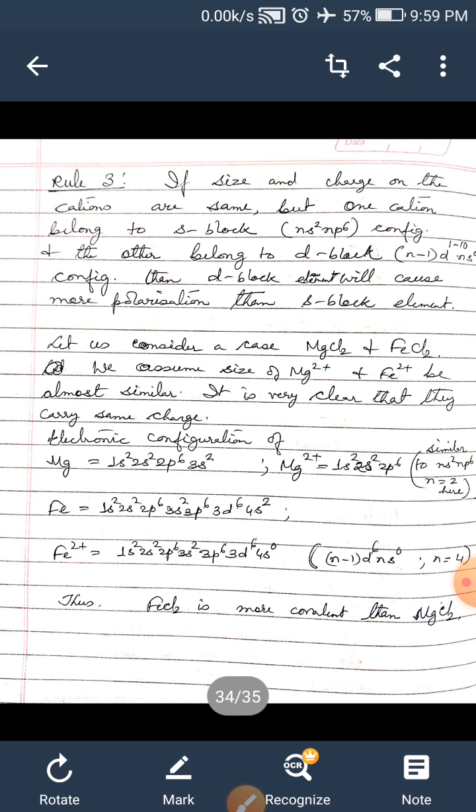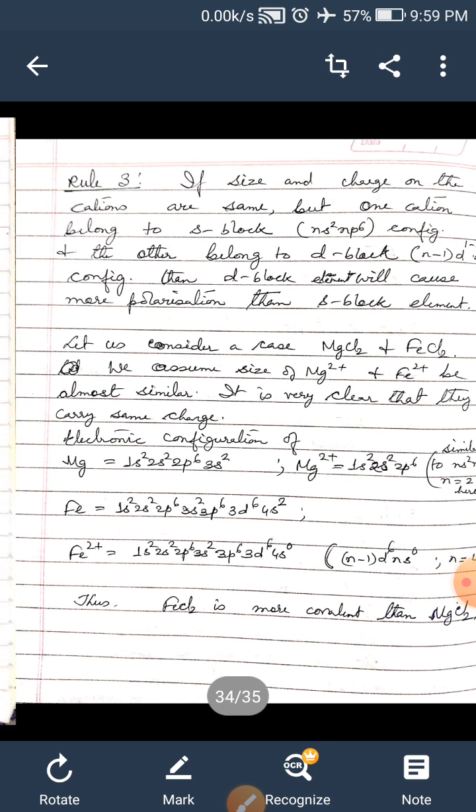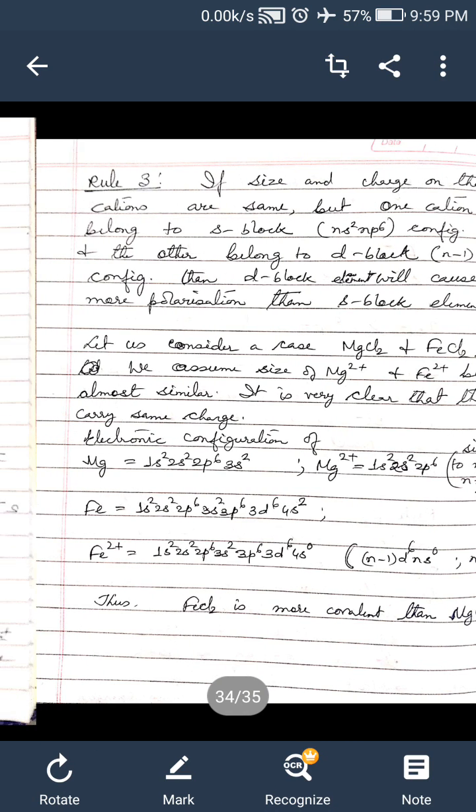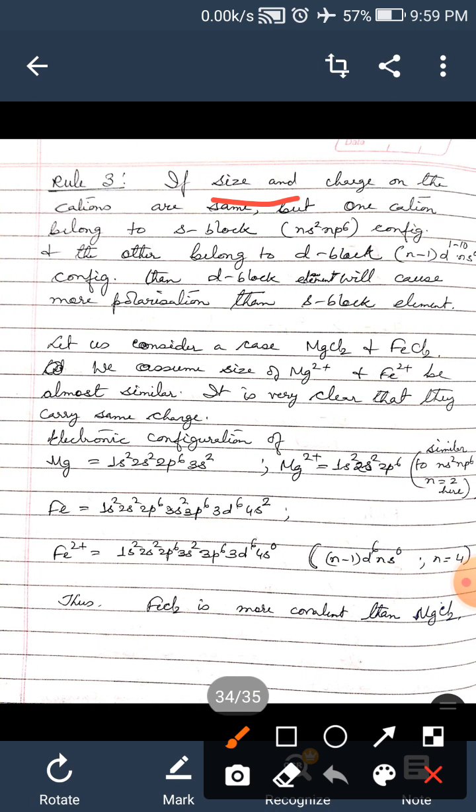Here it says that if the size of the cation and the charge of the cation are also the same, then what will happen? The charge is the same, the size is also the same. In that case, how to decide? Now you have to check which group the element belongs to. If the metal belongs to the S block or even the P block, and the other element belongs to the D block, then the one which belongs to the D block will have more polarizing power and make the molecule more covalent.